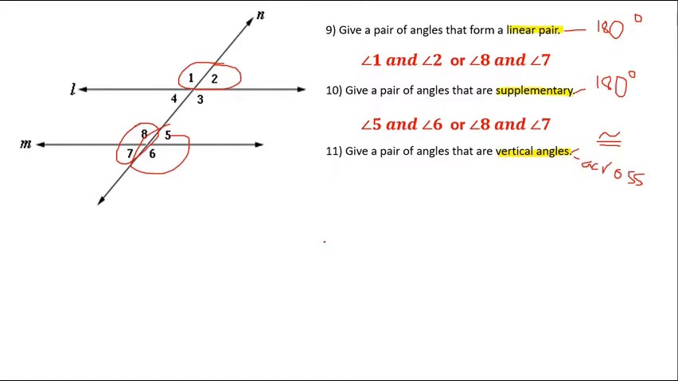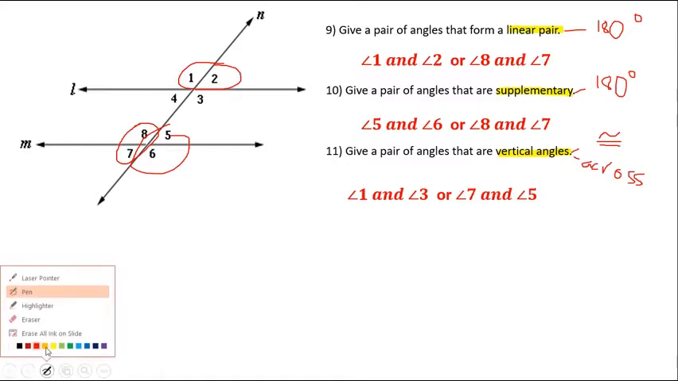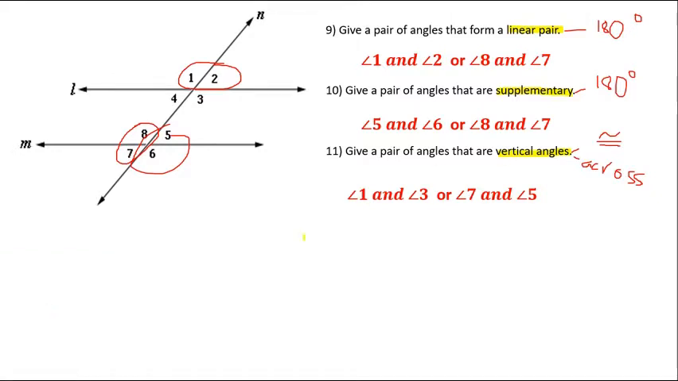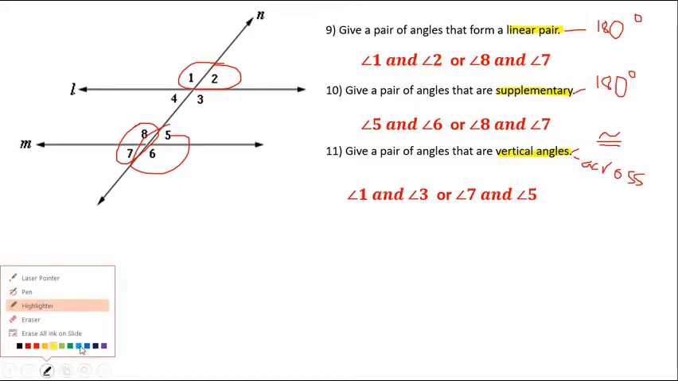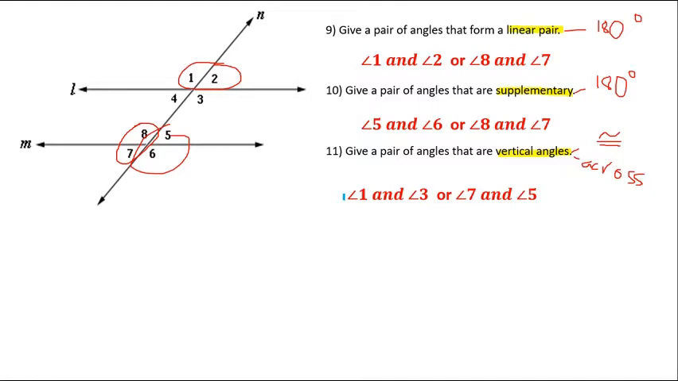So a pair here that you could use is like 1 and 3 or 7 and 5. So it could be, let me say like 1 and 3. So it's these like that, 7 and 5, these like that. We could also have gone with these or with these. So those are all vertical angles right there.